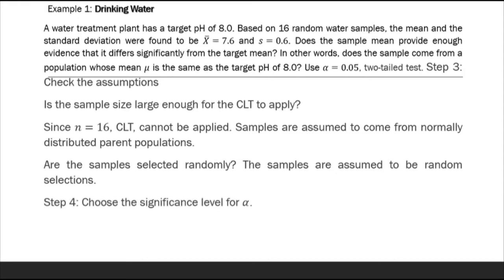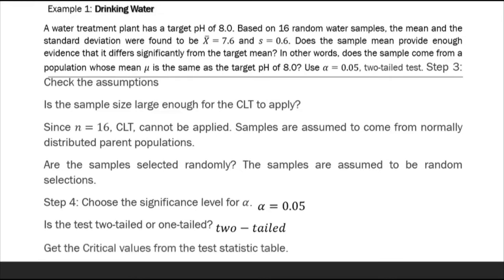Step 4, choose the significant level for alpha. So, ang alpha natin ay 0.05. Ano yung ating test? So, by two-tailed or one-tailed? Sabi dun sa ating scenario, it is two-tailed.